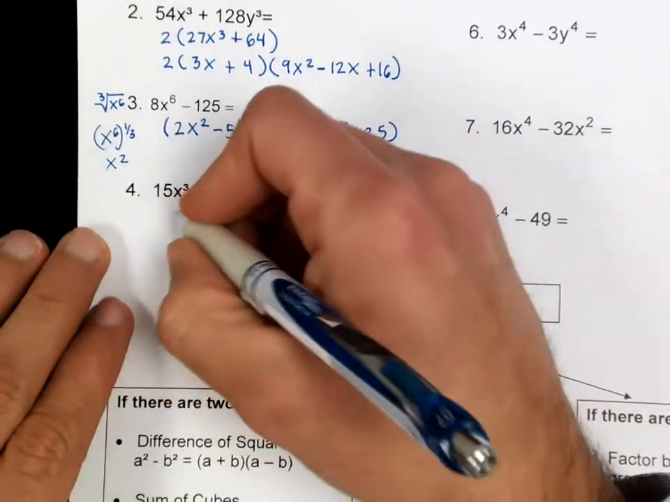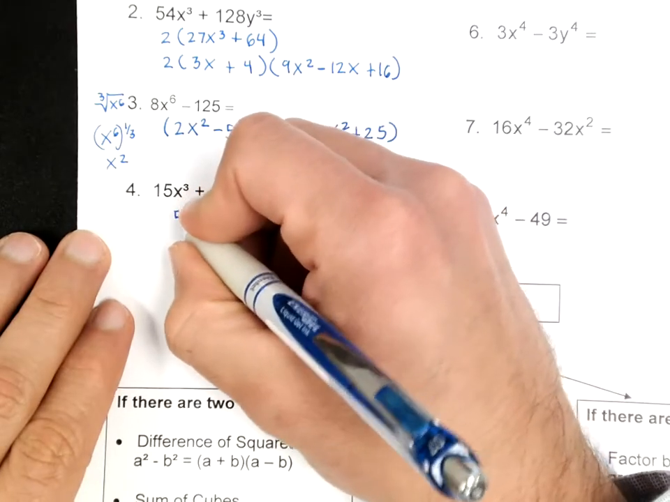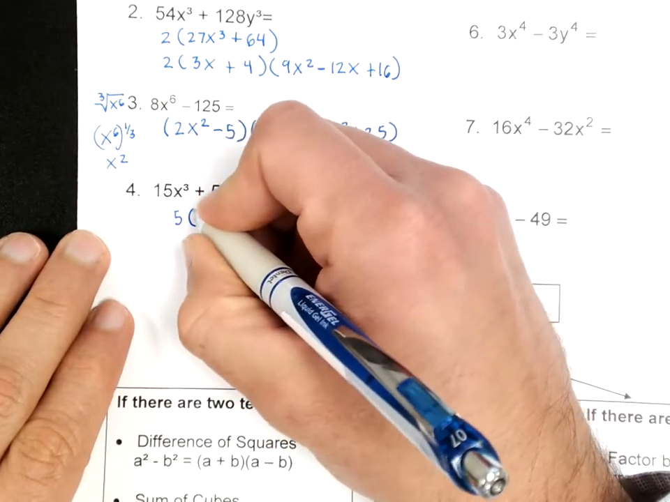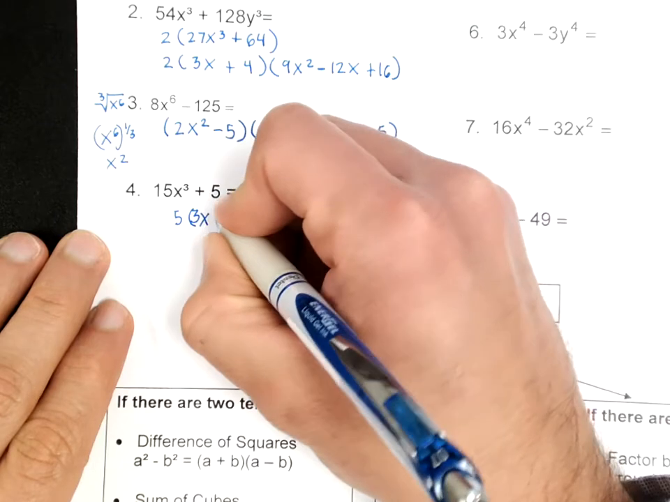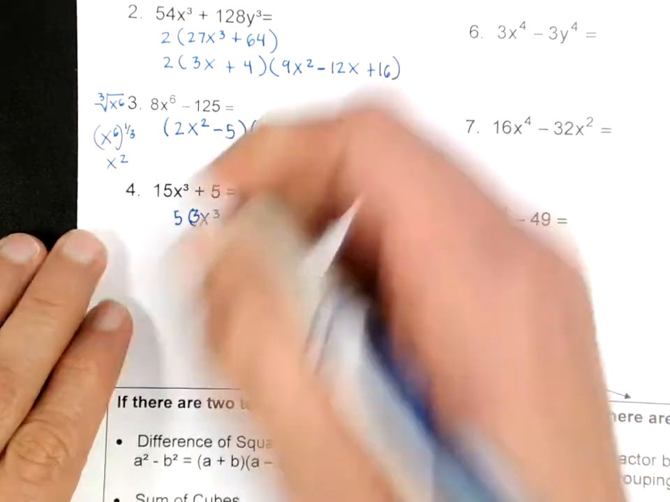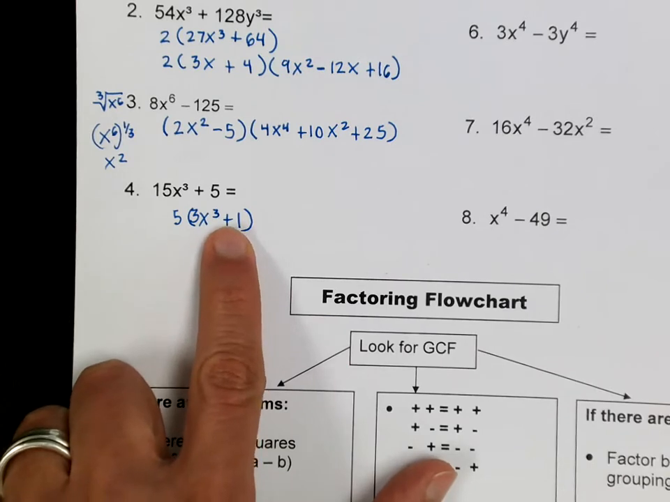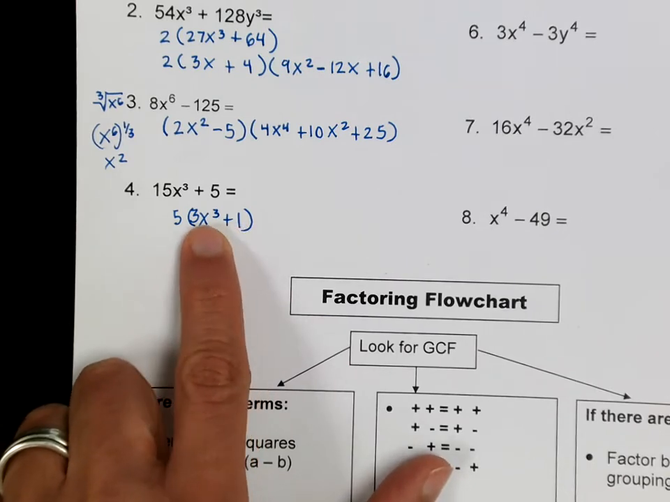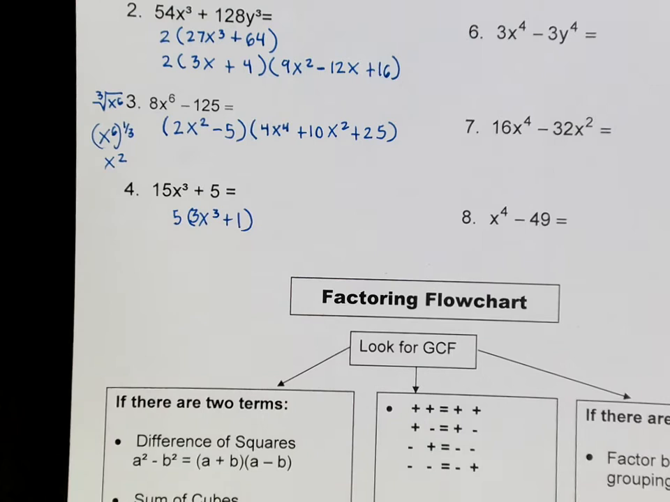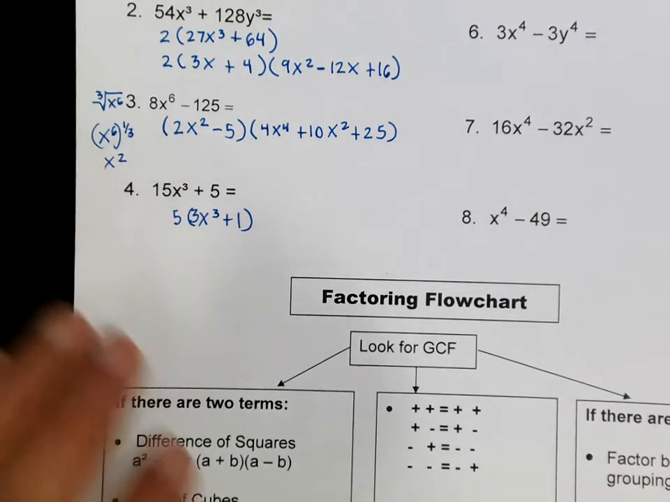Alright, number 4. We're going to factor out a 5. I know that at least I have that. I have 3x cubed plus 1. Now, some people might be tempted to think that this right here is the sum of cubes, but it's not. The cube root of 1 is 1, okay, that works. But the cube root of 3, there's really not a cube root of 3. It's not a perfect cube. So therefore, that's all I can do. I'm done. All right, let's go over to number 5.